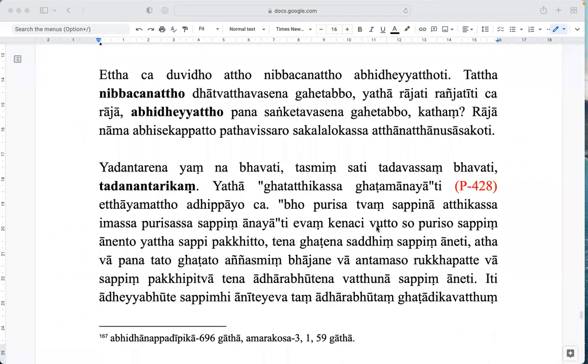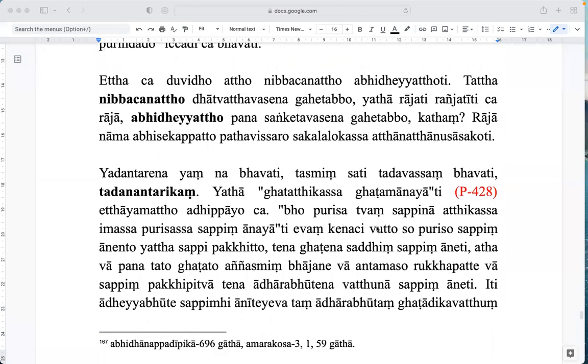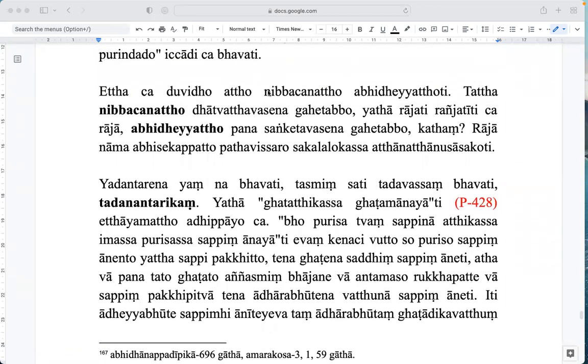Now, nibbajana, two kinds of meaning: nibbajanatta and abhidhyatta. An easy way to understand: nibbajana means analytical sense, or the other way, nibbajana is sort of synthetic sense also. But abhidhyatta means semantic sense.